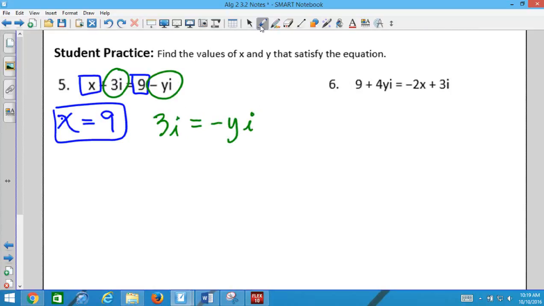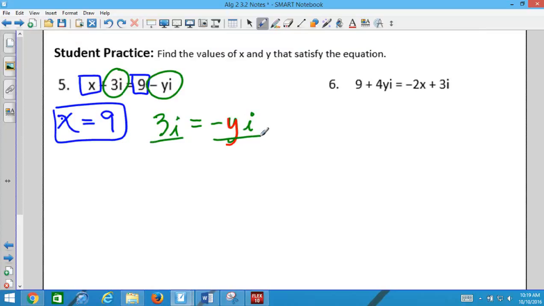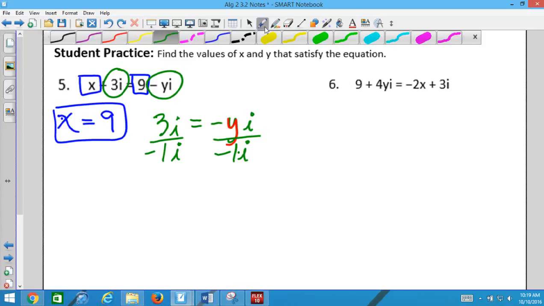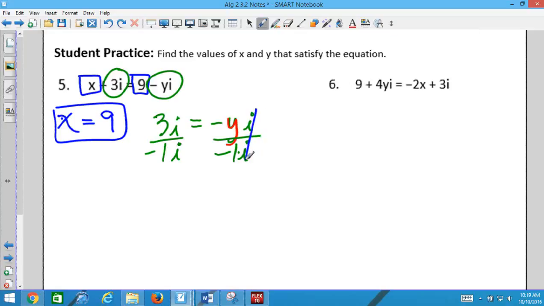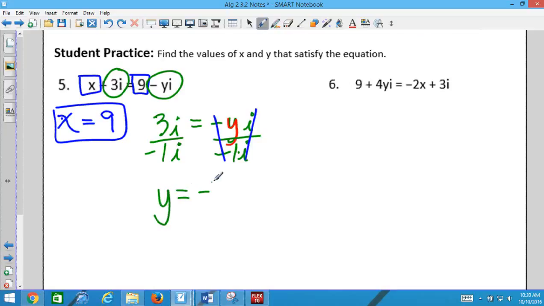And we are trying to isolate y. So I need to divide both sides by negative i. And by the way, that negative is a number. It's not just negative, it's negative what? It's the same thing as negative 1 if you need that 1 there. So we divide that, and the i's and the negatives cancel. So we get y equals negative 3. Right, the i's cancel there too.